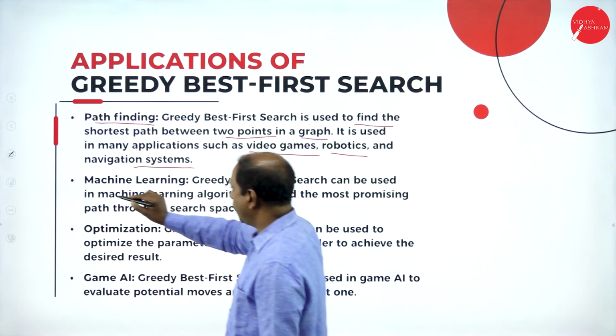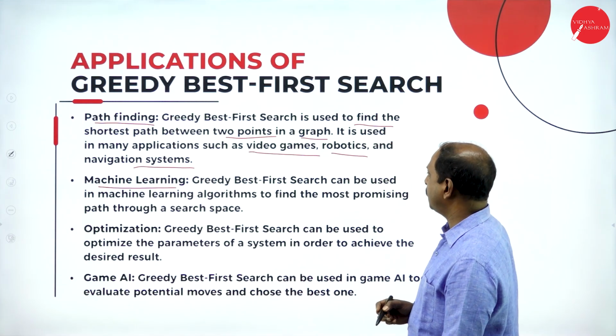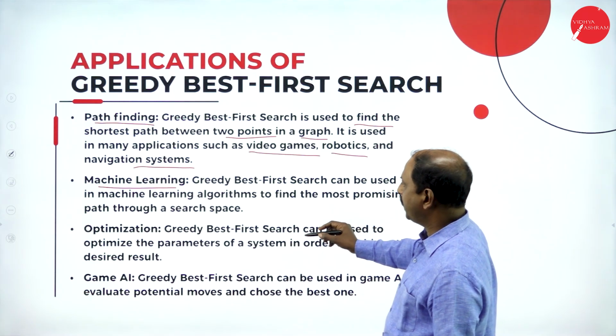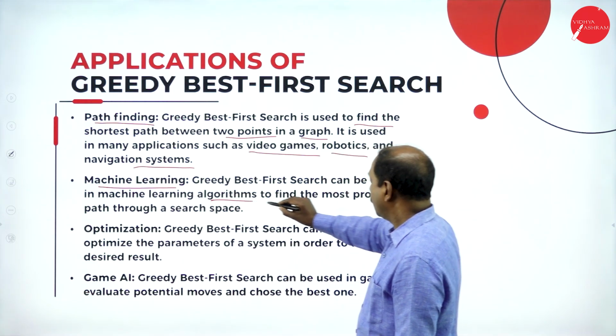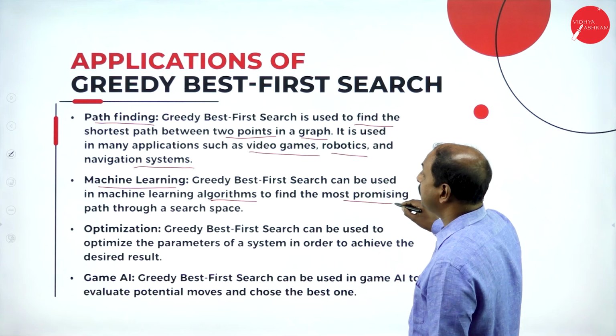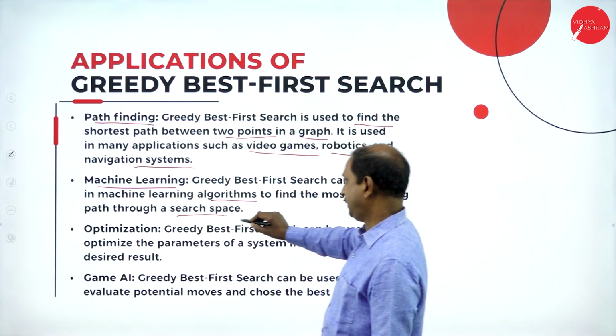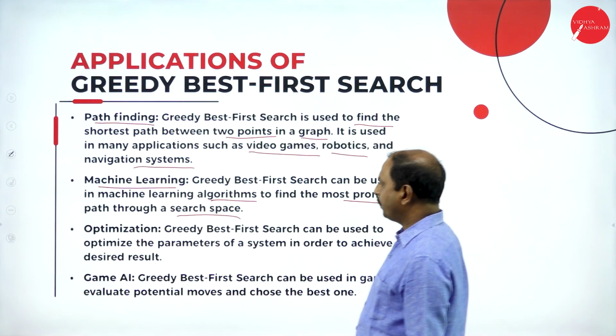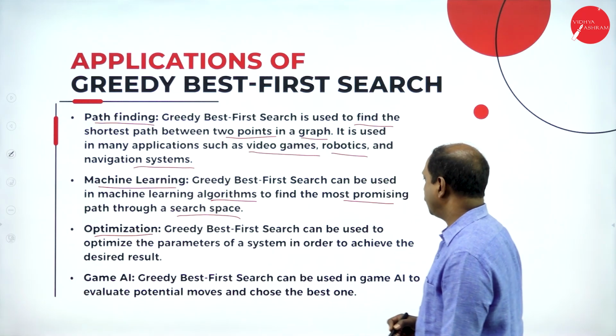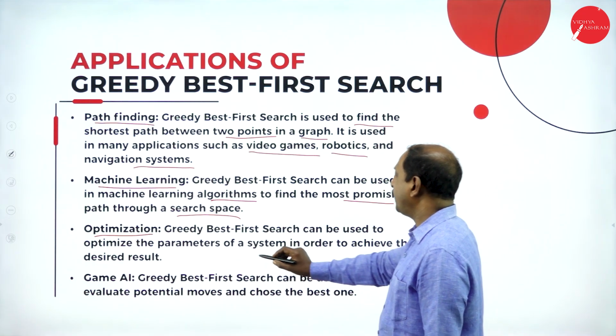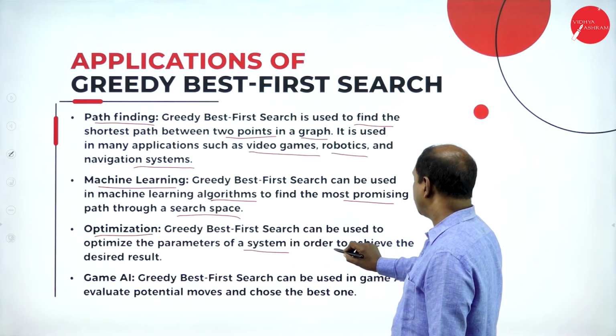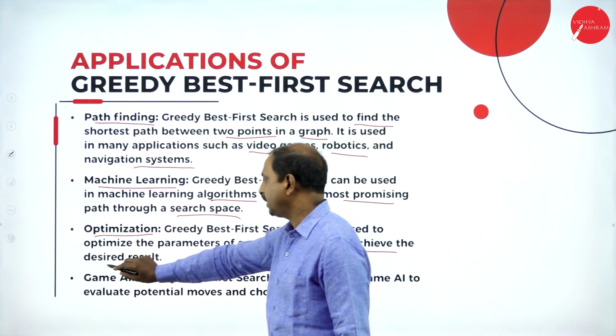Next one is machine learning. Here it can be used in machine learning algorithms to find the most promising path through the search space. Next one is optimization. What is optimization? Optimize the parameters of a system in order to achieve the desired result.